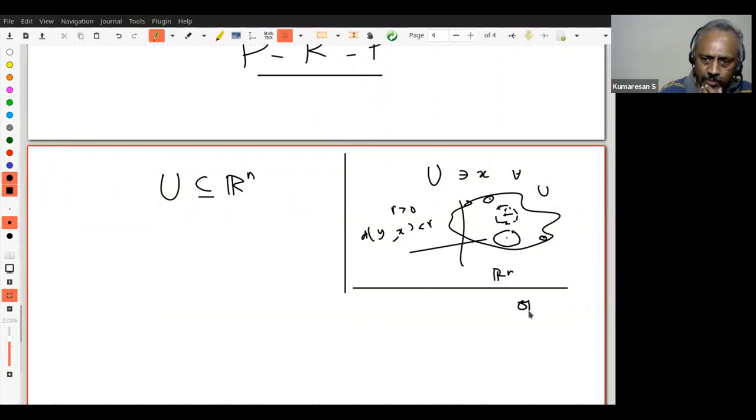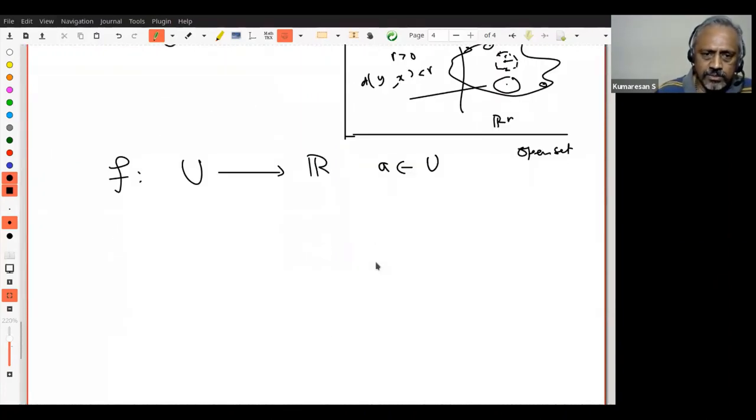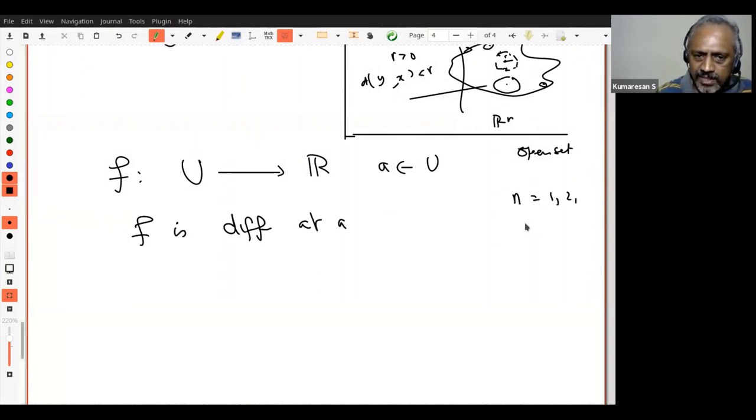Okay, you call it an open set or something, but let's not worry about that. Now suppose I have a function f from U to R and fix a point A in U. I want to define differentiability of f. Notice that when n equals 1, 2, you had already seen the definition of differentiability, because this U will be a subset of R, or a subset of R2, or it could be a subset of R3 in case you know it, but let's not worry about that. Okay. So we want to define.